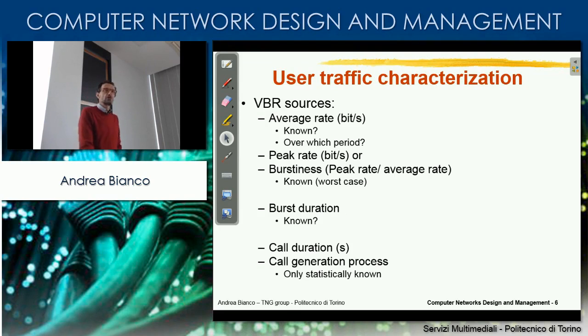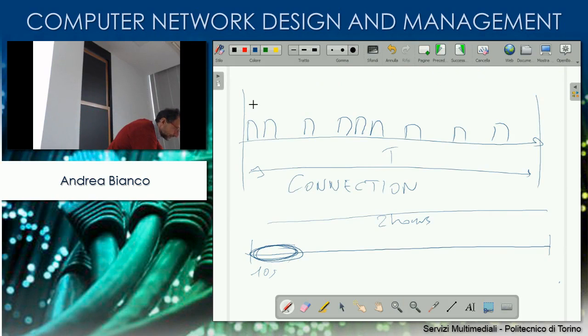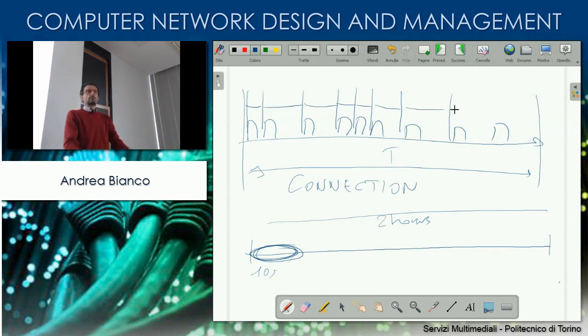Another rate which is very easily definable is the so-called peak rate. Now, what is the peak rate? You take every Ti, where Ti is the spacing between two packets, and you take the minimum. Suppose that the packet size is fixed for simplicity. If you take the minimum Ti and you compute Pi over Ti, that's the highest rate of generation of this source. That's called peak rate. Over the whole duration, the highest speed you have generated is given by the distance between the two closest packets. Clear?